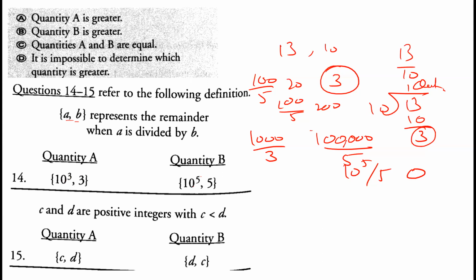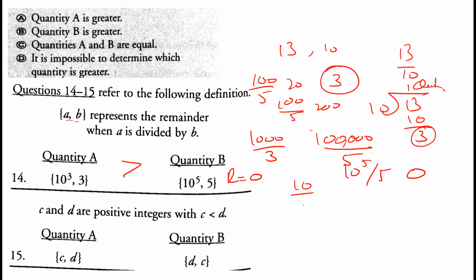by 3, 1000 is an even number. So when an even number is divided by 3, it is going to leave a certain remainder. It is going to leave a positive remainder. So quantity A would be greater than quantity B, because over here the remainder equals 0.